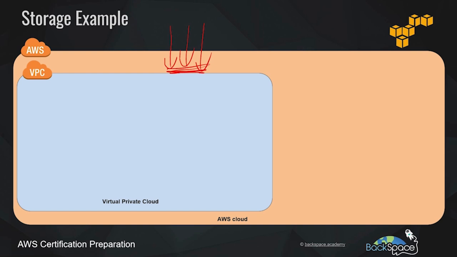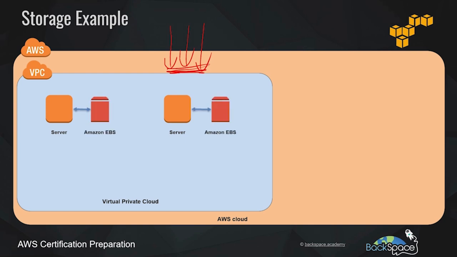So let's just say we launch 2 servers in our VPC. Now we want these servers to have access to data and somewhere to store that data. And so in a normal environment, you would just add a hard drive to that server. So in the same way, we can attach an Amazon Elastic Block Store device to our servers. So that's great. We've now got high-speed access to our data. But what if we want that data to be available to both of those servers? So here we've got 2 EBS volumes. What if we want that data to be on one volume only?